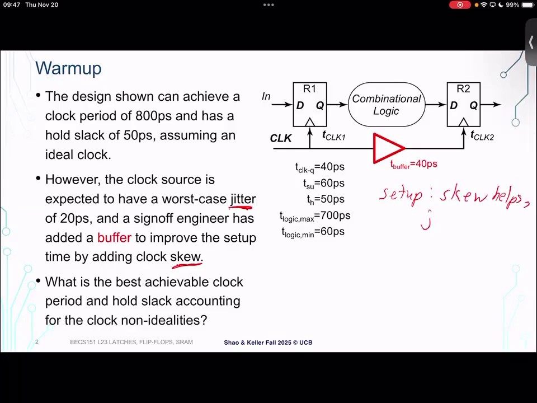And what about jitter? Jitter always hurts, because we always have to assume the worst case. It might be forward one cycle, backward the next, or backward one cycle, forward the next. We don't know, so we always have to assume that it hurts. What about for hold? Does skew help or hurt hold here? You can see there's a trade-off where we're helping setup time but hurting hold time in this case. And jitter always hurts.